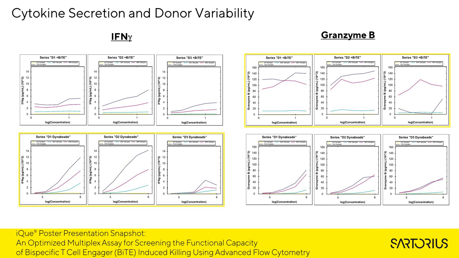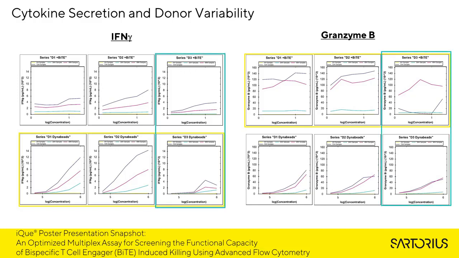Granzyme B levels have a notable increase at 48 hours for each donor, and this corresponds to what was seen in the previous heat map slide indicating the decrease of live cells and decrease in target membrane integrity. Also, a nice visualization of dose response is seen at the later time points. And outlined in blue, you can see that donor 3 secretion levels are quite different from donors 1 and 2.